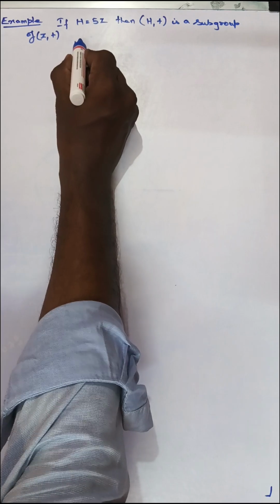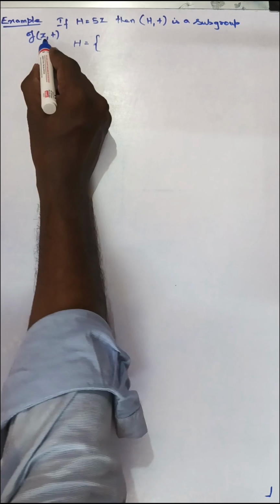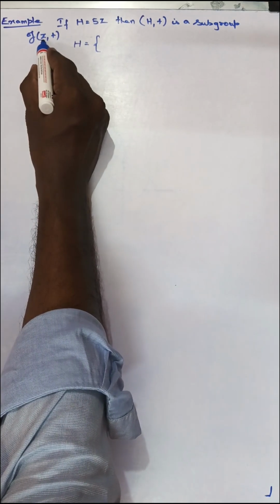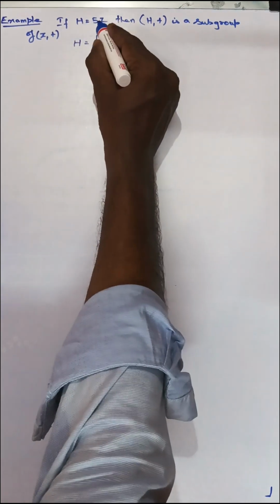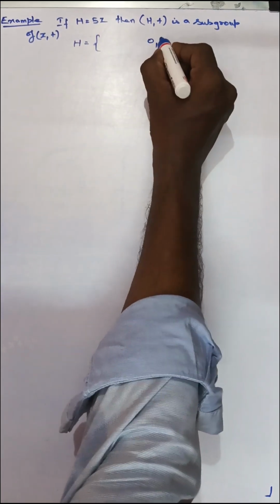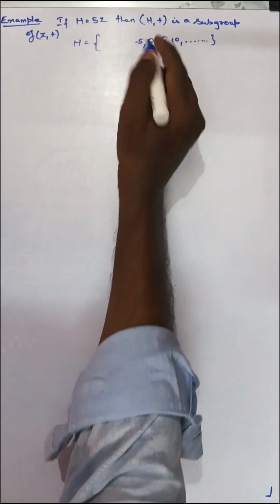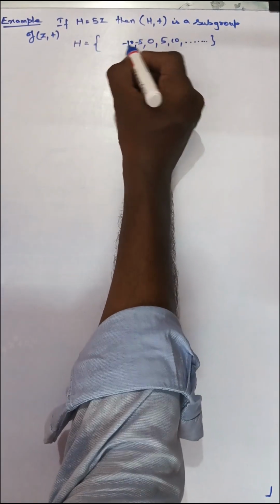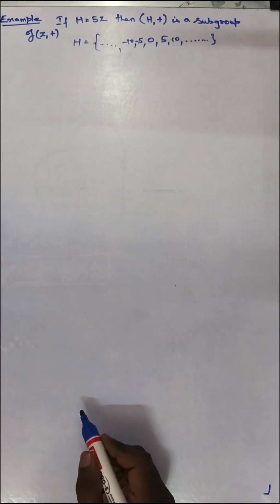Now if you consider H equal to 5Z, H is nothing but the set of all integers Z times 5. So 0, 1, 2, 3, and on the other side minus 1, minus 2, minus 3. So 0 into 5 is 0. Next one 5, 10, it goes on. On the other side, Z has minus 1, and minus 1 into 5 is minus 5, minus 10, it goes on. Okay, this is H. Now we can consider the left cosets.